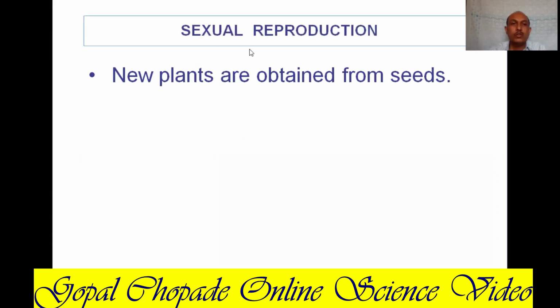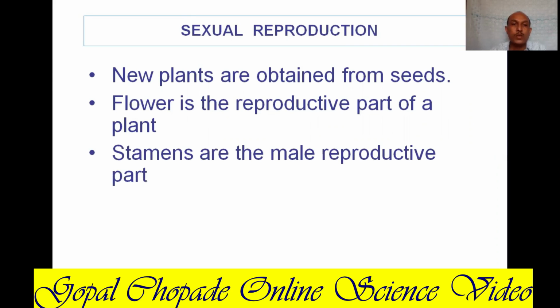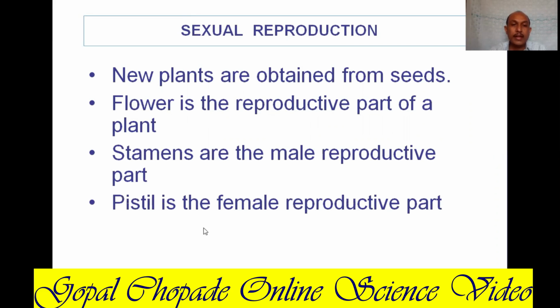Now, the new plants are obtained from seeds in sexual reproduction. To produce a seed, the flower is the reproductive part. So what is important here? The flower is important. Flowers contain the male reproductive organ, called the stamens, and the female reproductive part, called the pistil or carpel. So stamens and pistils are the reproductive parts.